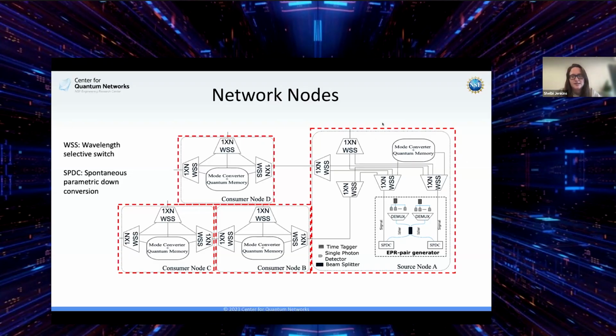So this right here is just a source node. We also have multiple consumer nodes that only consist of a mode converter and a quantum memory, where an incoming photon can either be directed into a quantum memory or it can be redirected to a different consumer node. So those are two types of nodes. There's a little bit of overlap between them, but for purposes of what we're going to talk about today, for any network, there's only one source node that generates EPR pairs sent into the network. The rest of them will be consumer nodes.